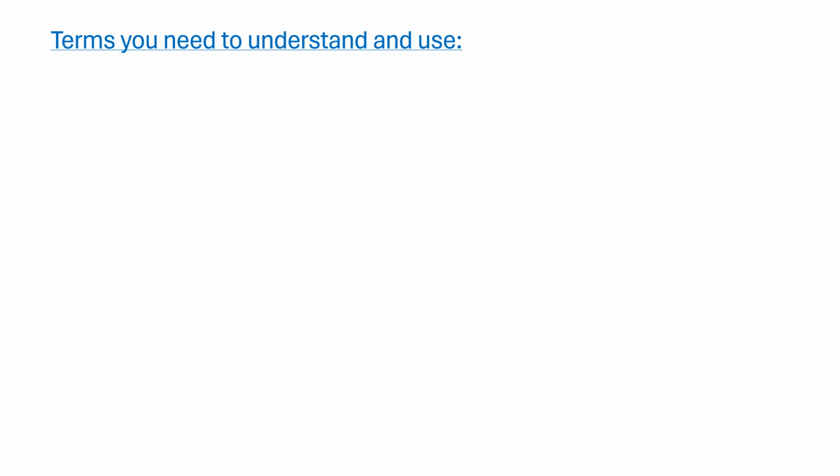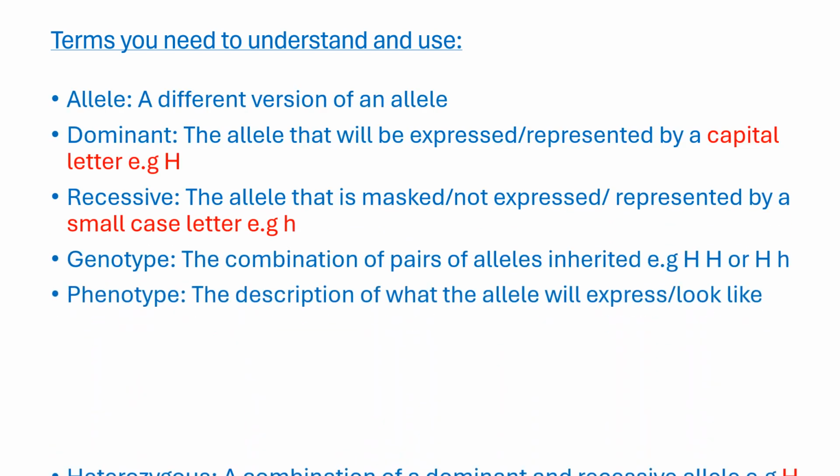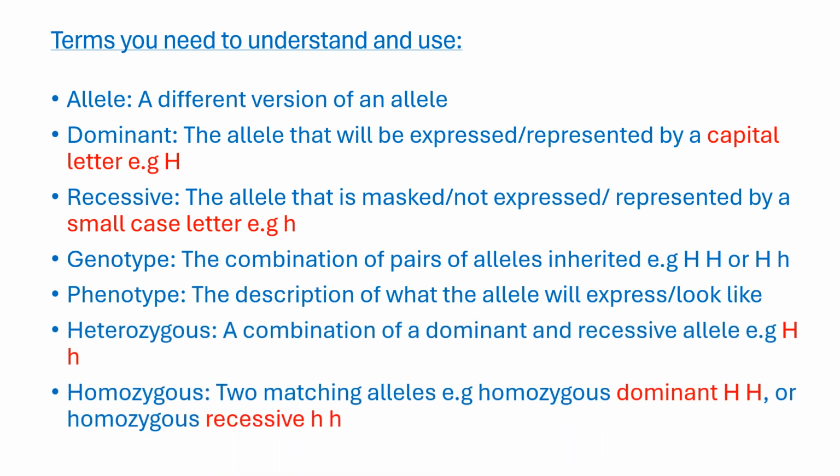When predicting inheritance, you need to be able to understand and use the following terms, which I've included here for you to look at in your own time. Please make sure you are very clear which are capital letters and which are small case letters, and also make sure when you are describing whether the combination of alleles is homozygous dominant, so it's 2 capitals, or whether it's homozygous recessive, 2 small case letters.